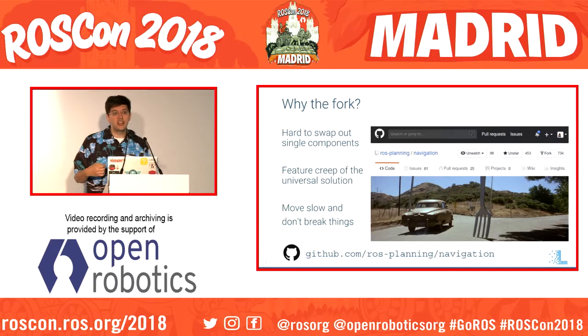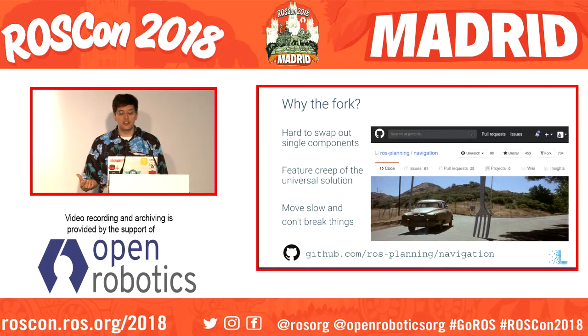But the problem with that is that we end up with the 30 trillion parameters that are currently in the navigation stack. Part of the problem is that you end up with a system that can be configured for anybody's purposes. And that includes a lot of corner cases. And it's difficult to replace small parts, so you get a lot of corner cases, which makes it very hard to test.